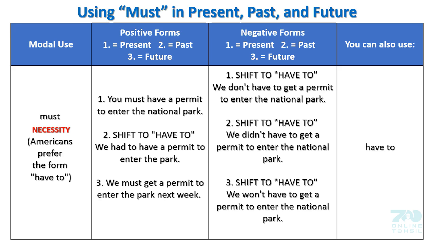Negative forms. 1. Shift to have to. We don't have to get a permit to enter the national park. 2. Shift to have to. We didn't have to get a permit to enter the national park. 3. Shift to have to. We won't have to get a permit to enter the national park.